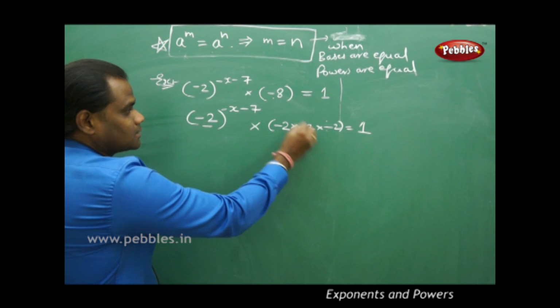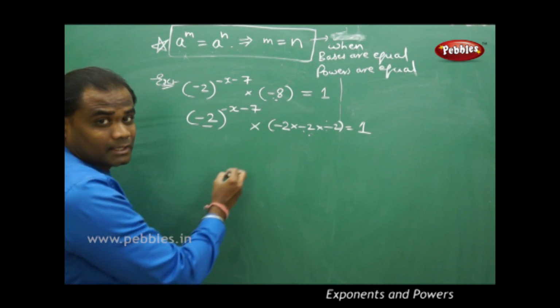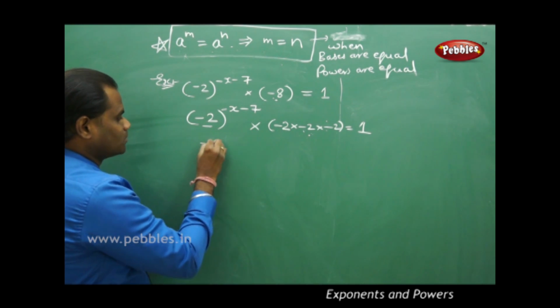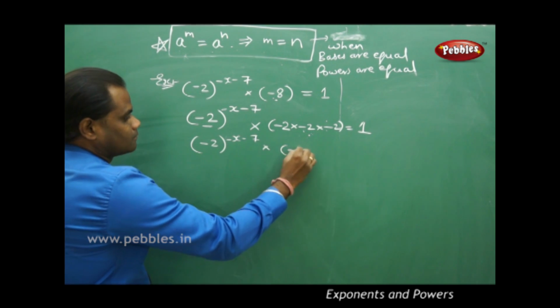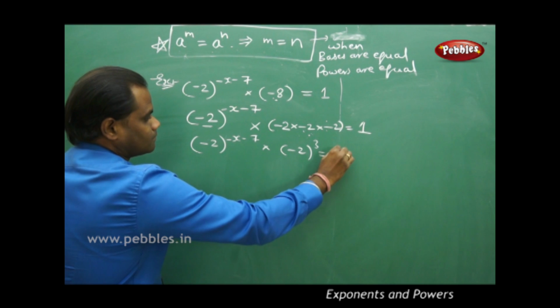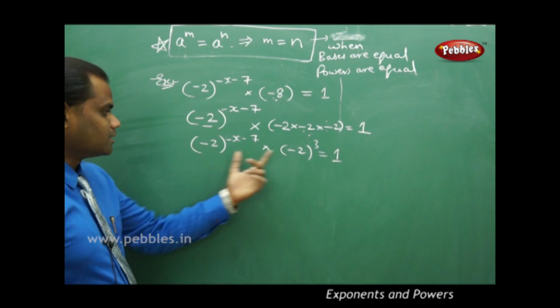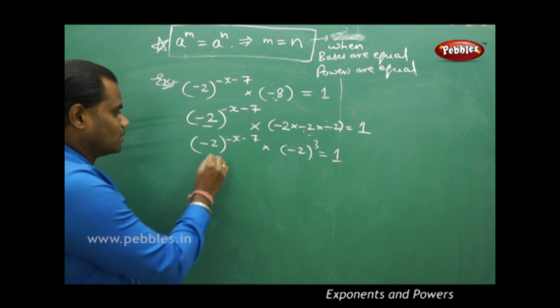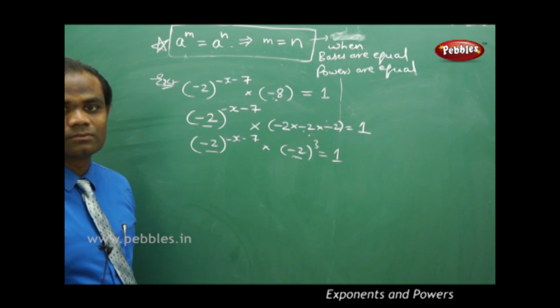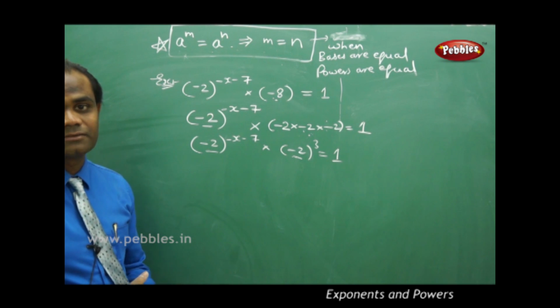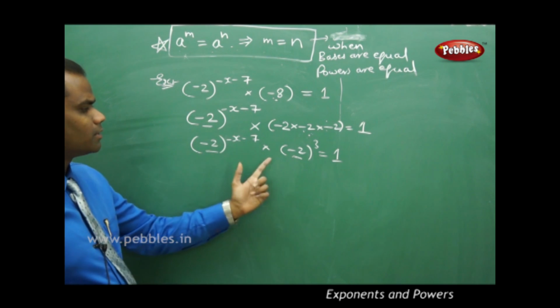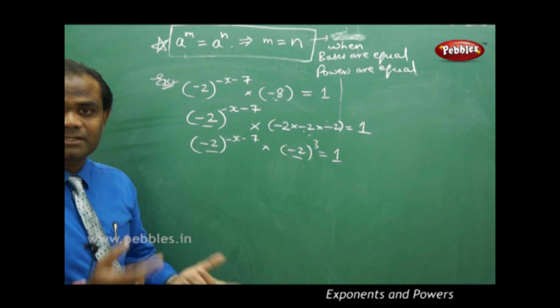The reason why I have written this minus 8 in this form is that I can express this in the power form in the next step as follows, in this form. And the reason is that I want to make the bases equal as minus 2. Now after this, I identify this to be in the form of the first law of index, which says that a^m into a^n is a^(m+n).